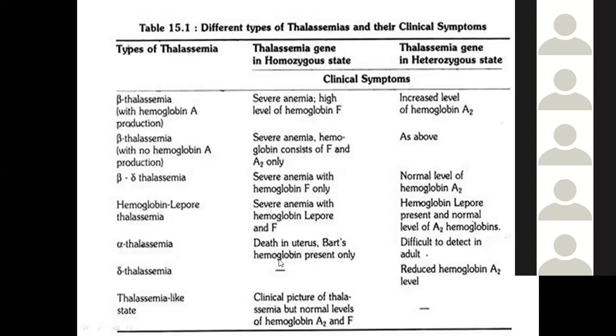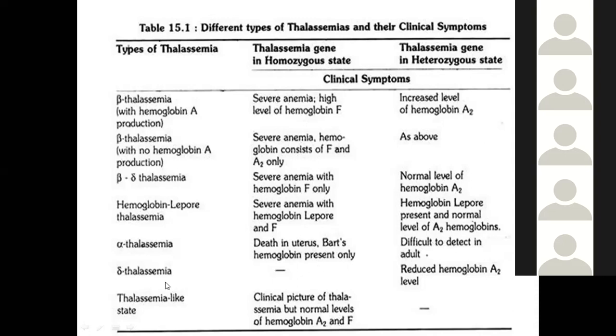The alpha thalassemia, we are talking about major. It's death in uterus, Bart's hemoglobin present, that's in a homozygous state. But if it is heterozygous, it's difficult to detect even in an adult. We are talking about minor, the heterozygous one.